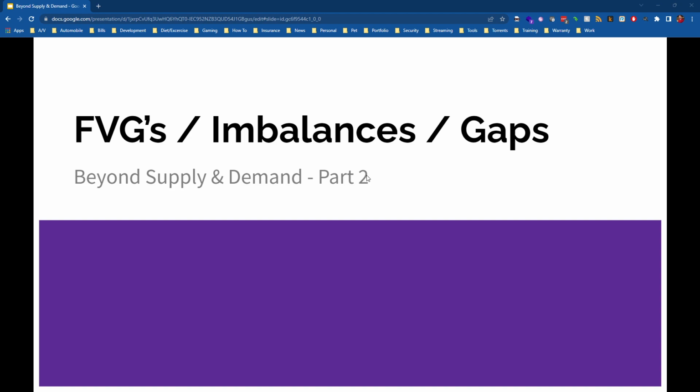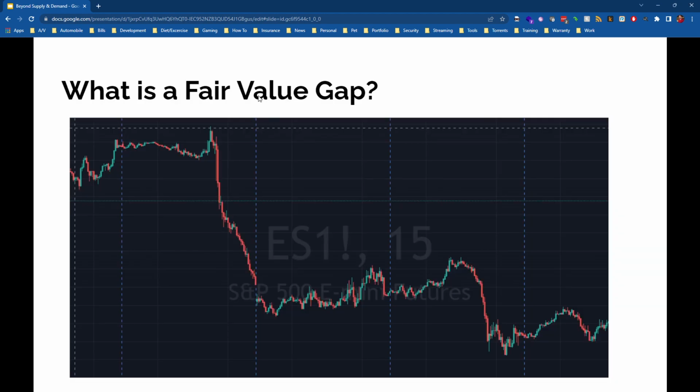So I'm going to be talking about fair value gaps, which I've heard referred to as imbalances and also just regular gaps. And the first thing I want to talk about is what exactly is a fair value gap. And this is a screenshot I took of one. They've been all over the charts on SPY, ES, any of their holdings recently.